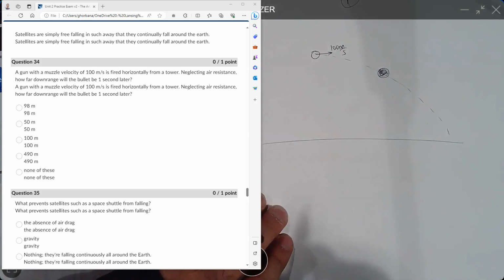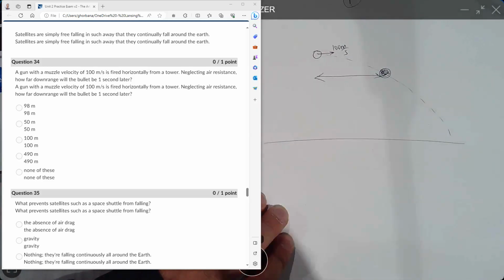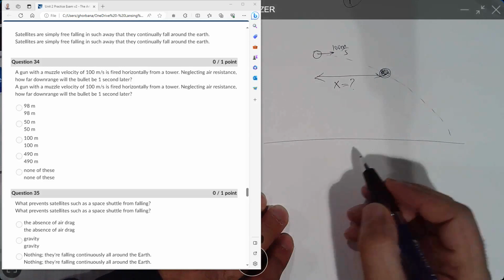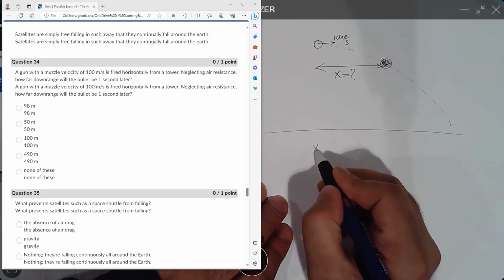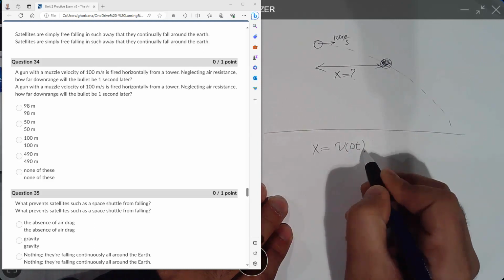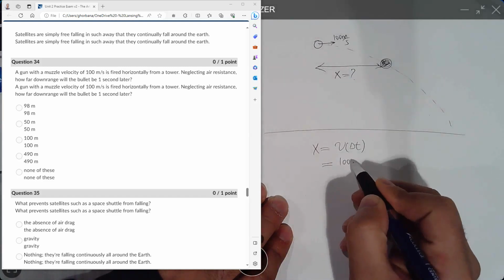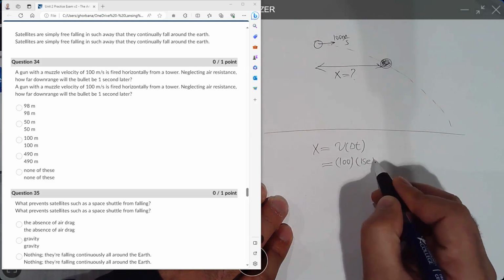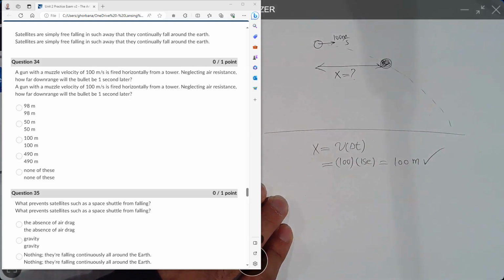What is the question asking? How far down range? How far is it moving? So we are supposed to calculate the x component, not the y component. What was the formula for displacement with constant velocity? x equals velocity multiplied by time. What is the velocity here? Horizontal velocity, 100 meters per second. Time, how many seconds later? 1 second later. 100 times 1 is 100 meters. So the answer will be 100 meters.